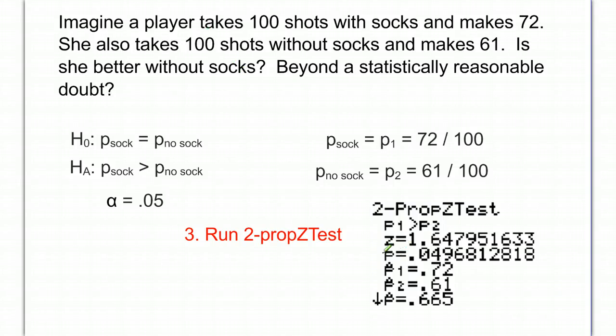So we do our calculation, we get our p-value, and we find 0.04968, so forth, which technically is less than 0.05. Not by much, but we'll take it because, you know, we're statisticians and we love to find significance in our data. So we have a significant result. We do reject the null hypothesis, and we would say that, yes, the proportion of shots made shooting with socks is greater than the proportion shooting without socks.